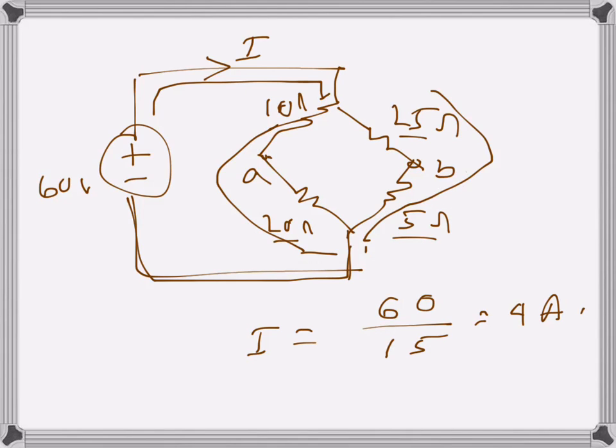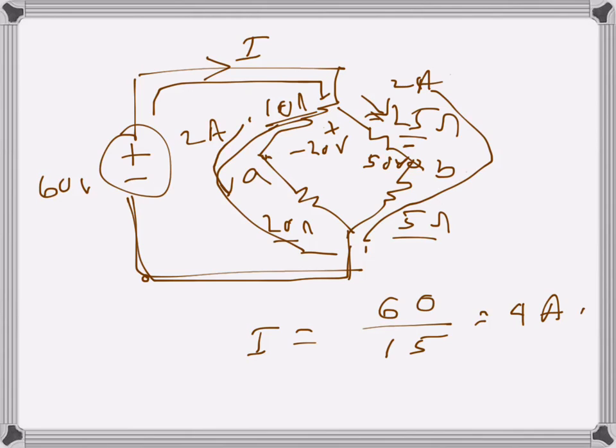Now these 4 amps will be divided equally between the two parallel paths, because the parallel path resistances are the same. So we have 2 amps in this direction, and 2 amps in this direction. So we have a voltage drop of 20 volts across the 10 ohms resistance, 10 times 2, and a voltage drop of 25 times 2, 50 volts, across the 25 ohms resistance. So these two drops we know.